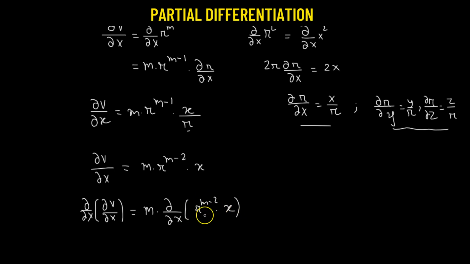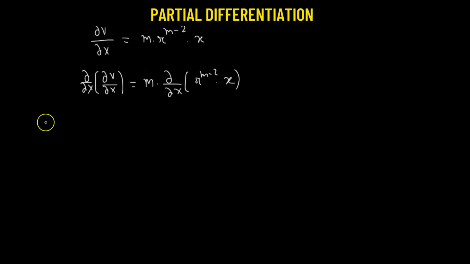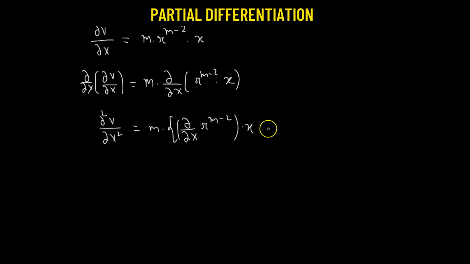Here we can use the product rule to obtain the second partial derivative of v with respect to x. So this will be equal to m times, we have partial with respect to x of r raised to the power of m minus 2, whole multiplied by x, plus r raised to the power of m minus 2 times partial with respect to x of x. So this will be equal to m times. Here we have to use the power rule.